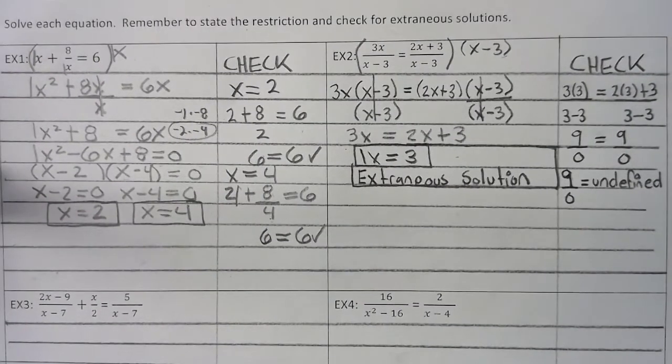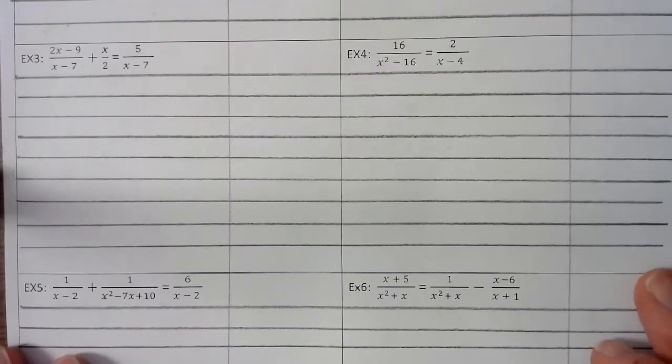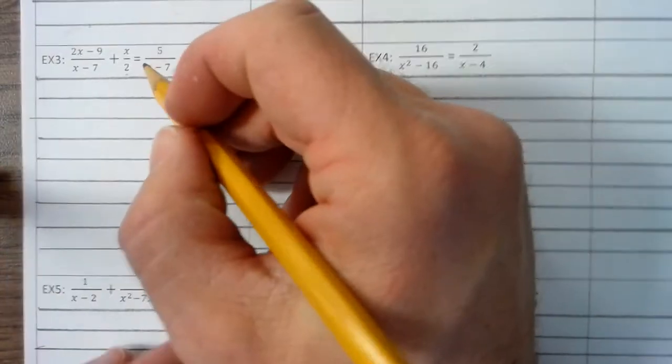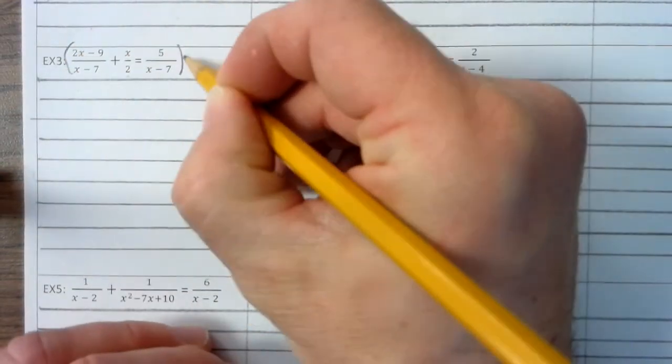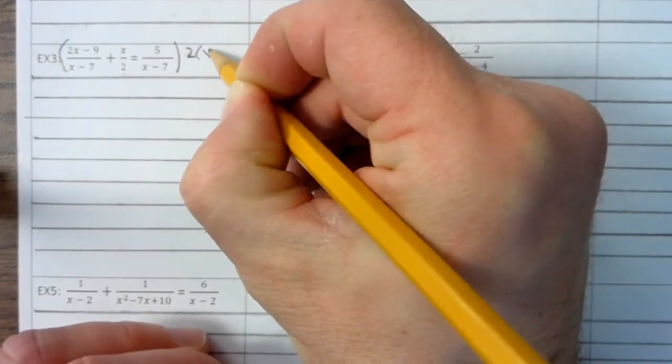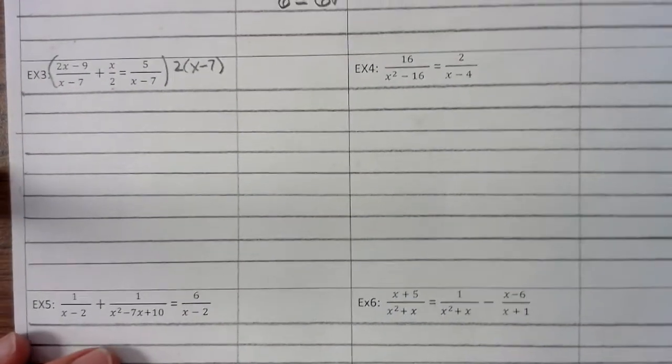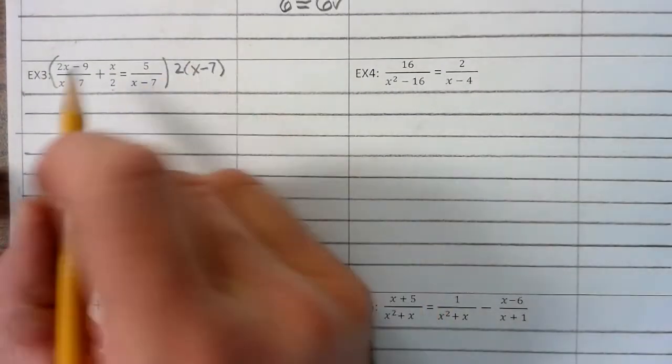All right, so now let's look at example 3. When you want to find the common denominator, you basically just multiply the denominators together. So in this case, the common denominator is 2 times x minus 7. Okay? So we're going to multiply everything through by that.